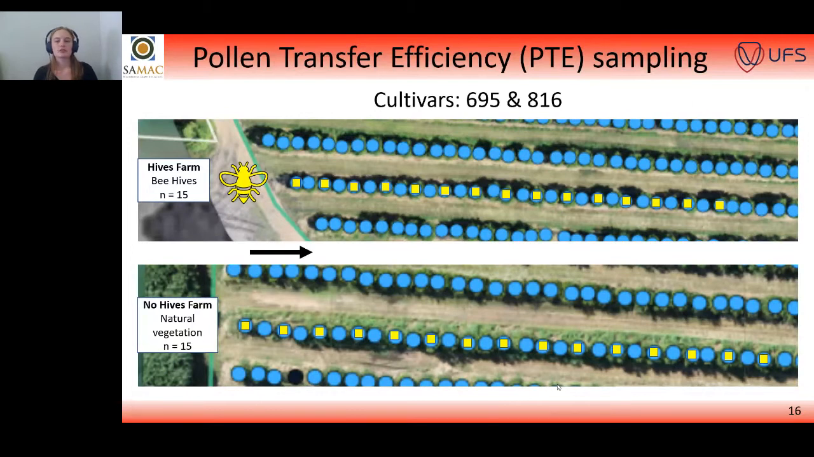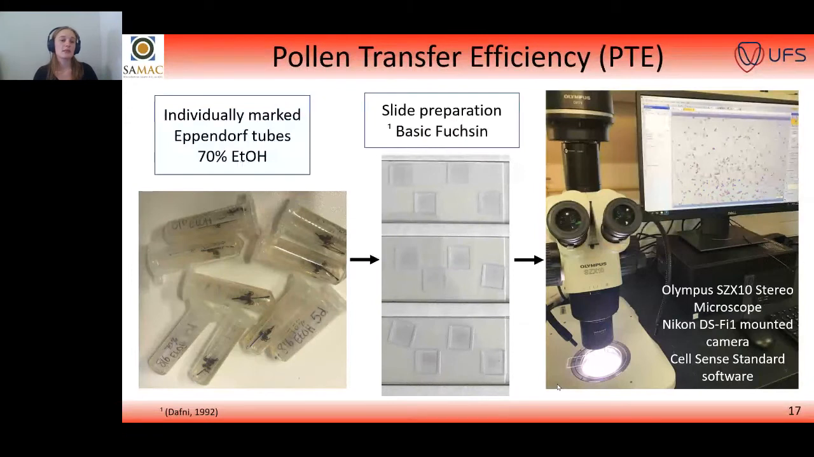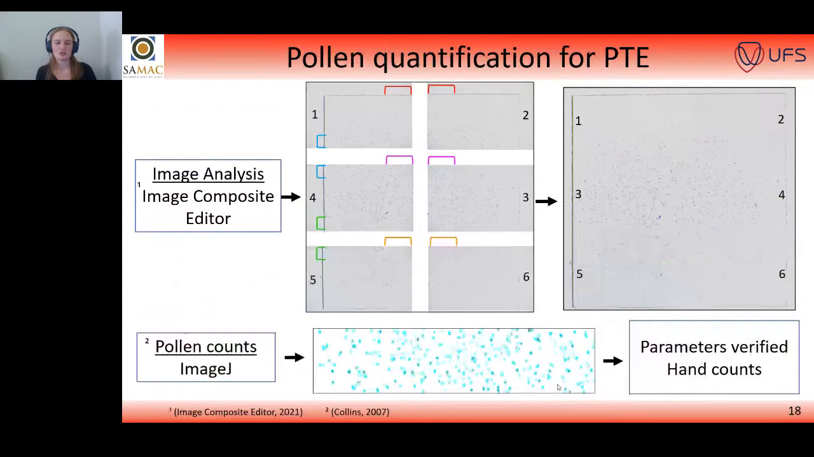Pollen transfer efficiency: the pollen was then counted. As I mentioned, the flowers were collected into individual Eppendorf tubes containing 70% ethanol. The slides were then prepared in the same method as explained before and photographed under the microscope. Again, the images were stitched together and run through ImageJ.